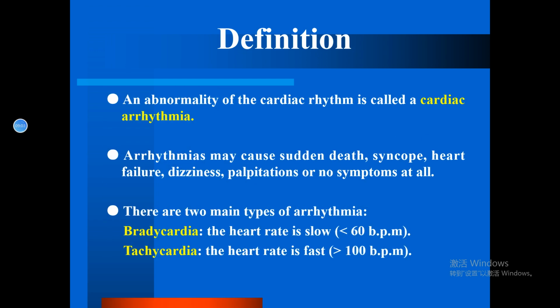So, what is the definition of a cardiac arrhythmia? As we said, cardiac arrhythmia means an abnormality of the cardiac rhythm. It has an abnormal rhythm, right? So which one is abnormal is really important. Arrhythmia may cause sudden death, syncope, heart failure, dizziness, palpitation, and no symptom at all. And there are 2 main types of arrhythmia.